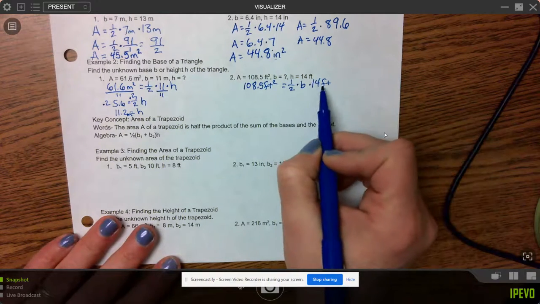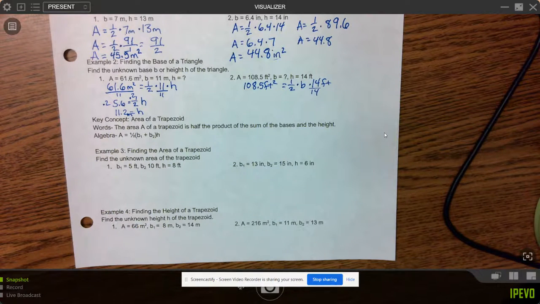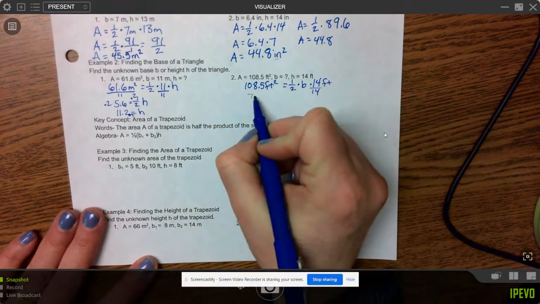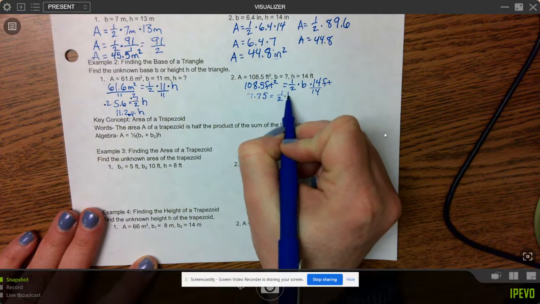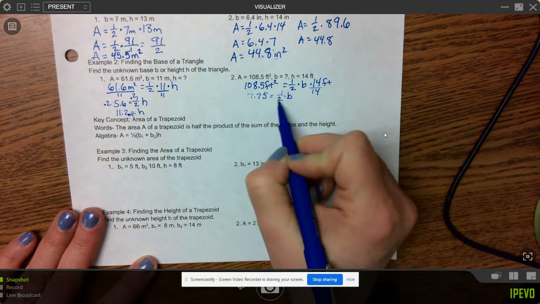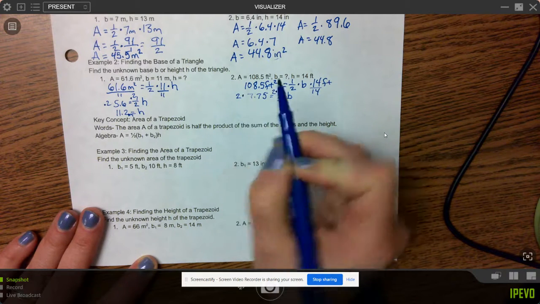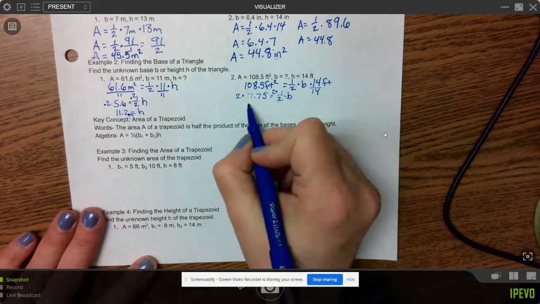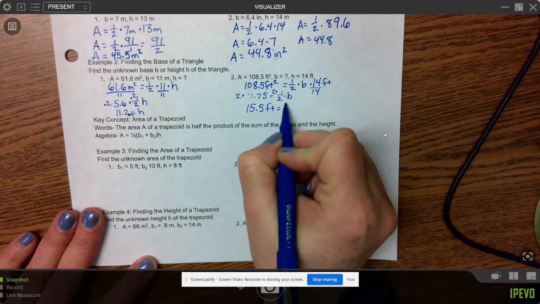So I'm going to divide out my 14. So 108.5 divided by 14 is 7.75 equals that 1/2 times the base. I want to do the opposite of 1/2, which is multiplying by 2. So 7.75 times 2 gives me 15.5 feet for my base.